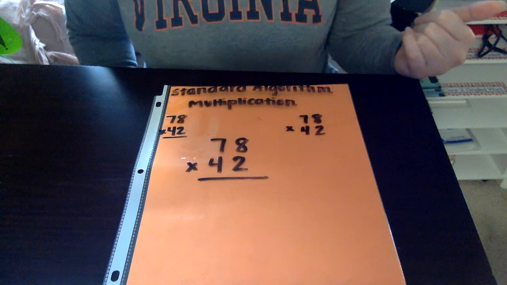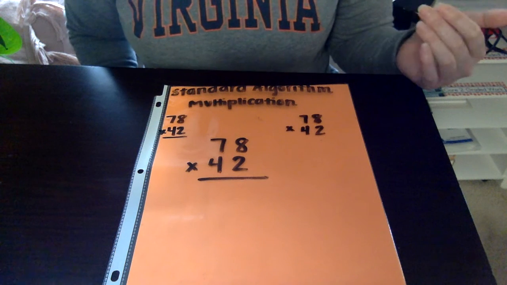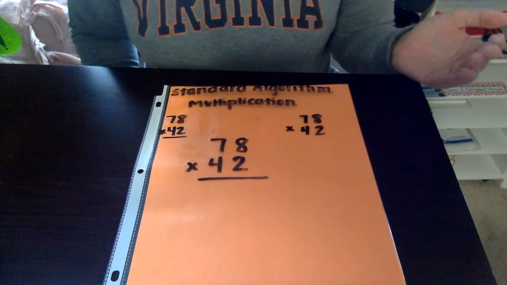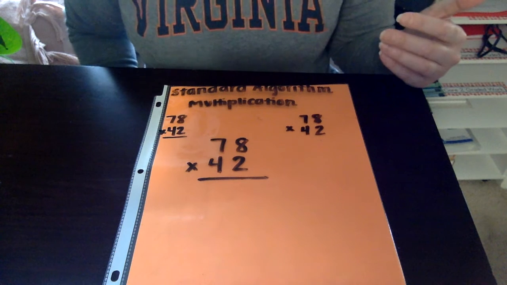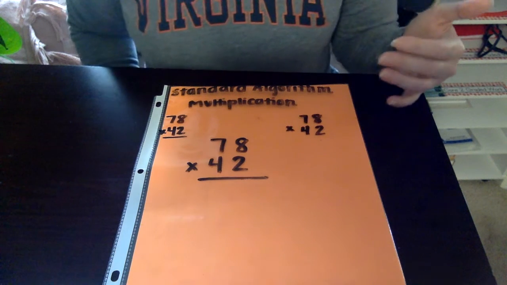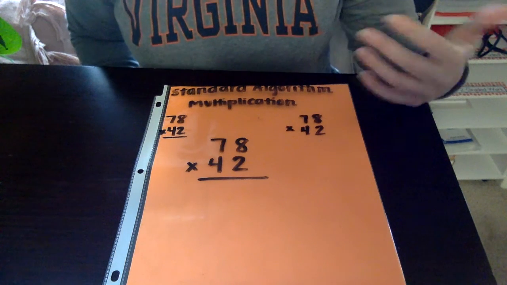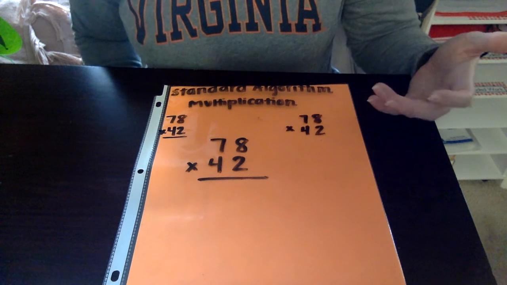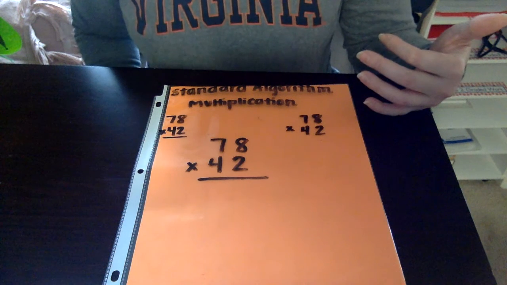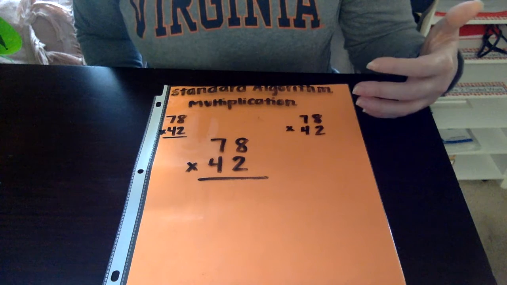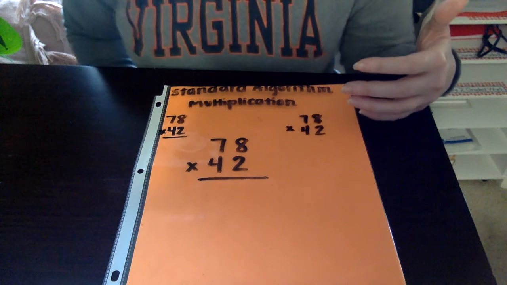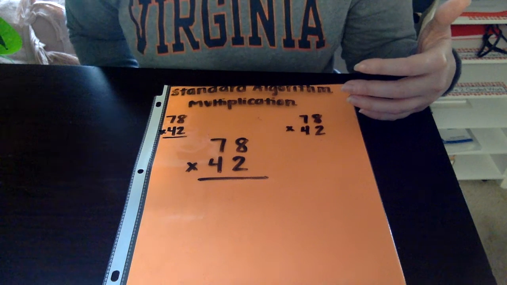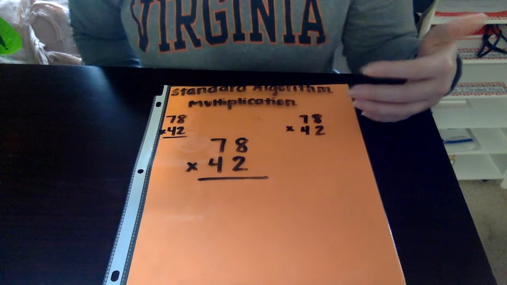If you're using a method other than standard algorithm, that's absolutely fine. That's one of the coolest things about math is that we can use different methods, we can find different ways that work for us, and we can all come to the same conclusion, the same answer in a problem. So don't worry yourself too much if you're not doing standard algorithm, but try to make sure that you're working toward learning standard algorithm because it's going to be really helpful to you in the future, I promise.